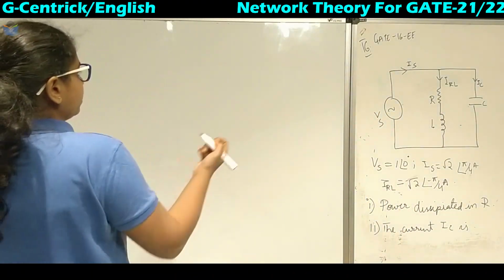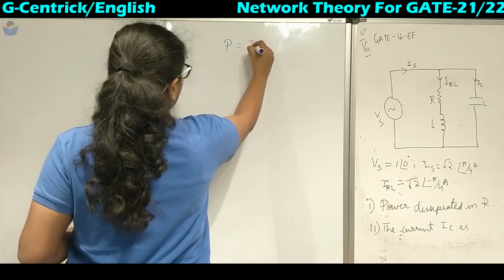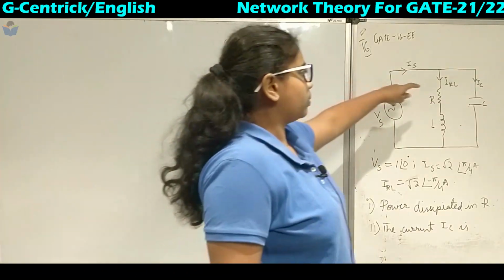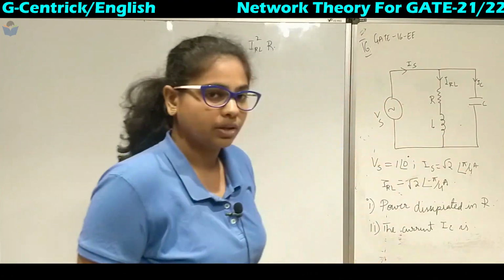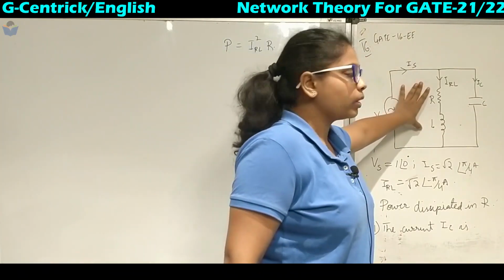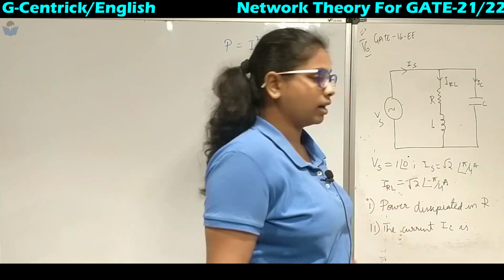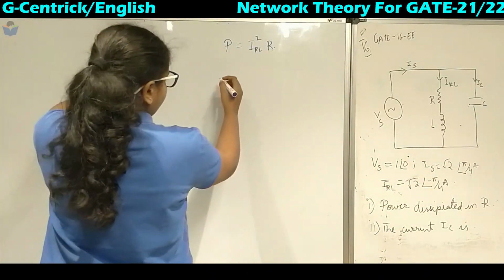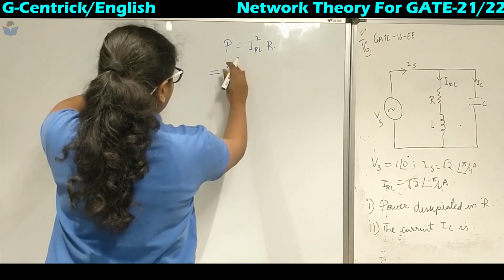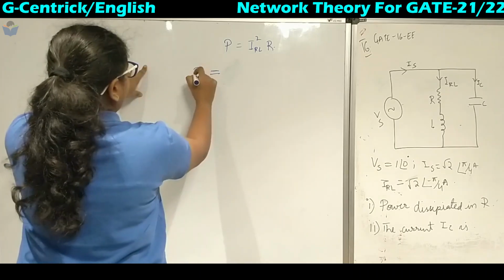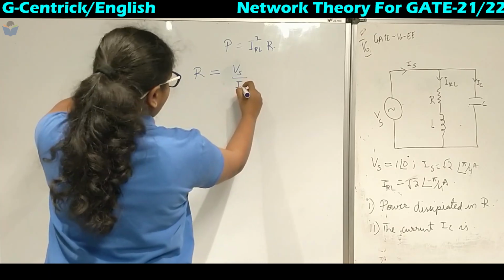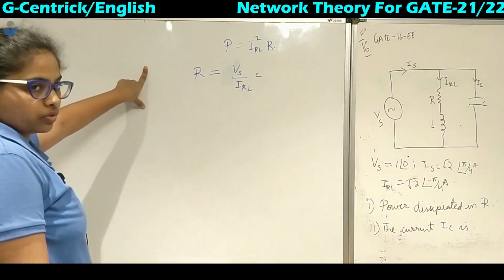So what is the power dissipated in R? It is nothing but IRL square into R. Because it's in series, the same current will be flowing in the circuit. So now we know that we have got VS over here, and we have got IRL current. So what we can write? We will take R equal to Vs upon IRL. Okay, so how much is Vs we have?